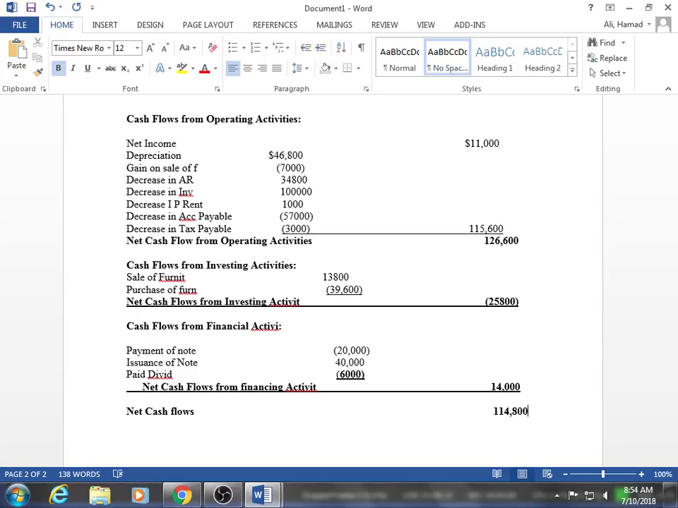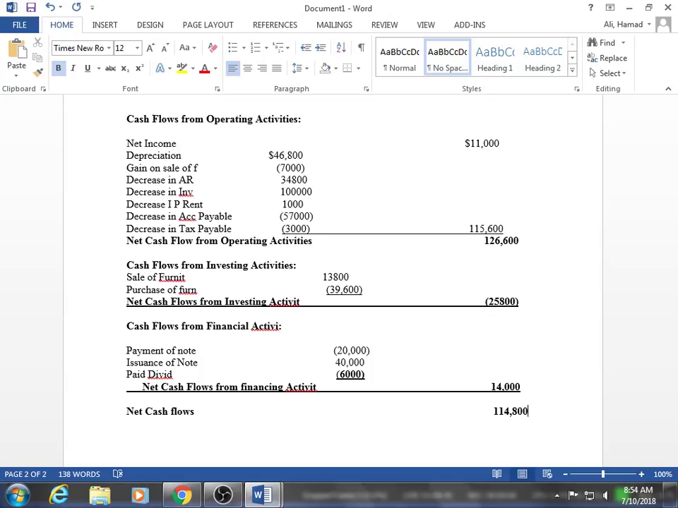114,800. So 126 minus 25 minus, all right. So it's positive, that means it is an increase in cash. Okay, so we still have one more section to add before we check our, first let's check our answer. Look at the cash. By how much did it go up? 114,800. That's correct? Yes, sir. Our answer is correct. Yes, sir. Our work is good.